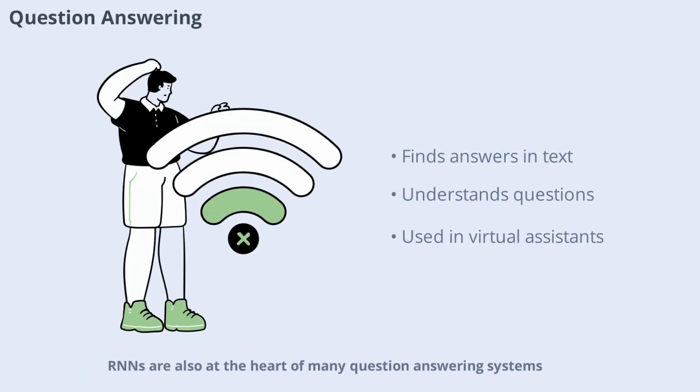RNNs are also at the heart of many question-answering systems. These systems read a passage of text and answer questions about it, much like a human would. RNNs process the passage and the question, using their memory to find relevant information and generate accurate answers. This technology powers virtual assistants, search engines, and educational tools, making it easier to find information quickly and efficiently.